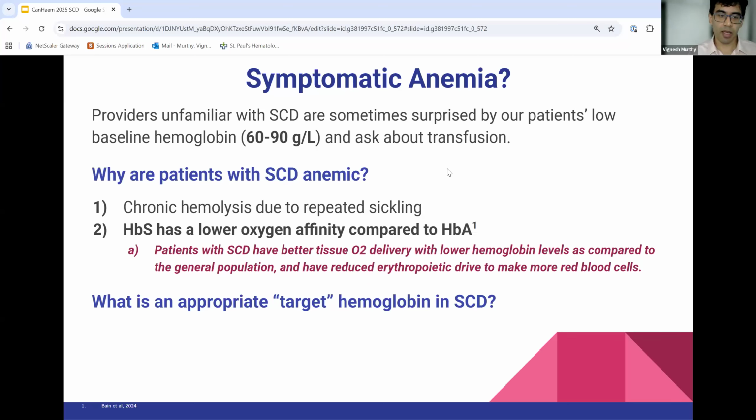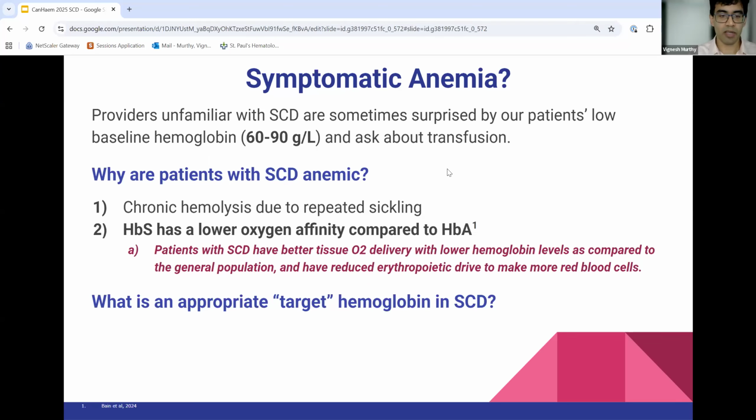But actually, we think the more prominent reason why their hemoglobin is so low to begin with is that HbS has a lower oxygen affinity compared to hemoglobin A, which means the patients with sickle cell disease have better tissue oxygen delivery at lower hemoglobin levels compared to the general population. And as such, they have a reduced erythropoietic drive. If their tissues are getting enough oxygen with a hemoglobin of 70, it's not like their body is trying extra hard, releasing tons of EPO to make lots more red blood cells for that reason.